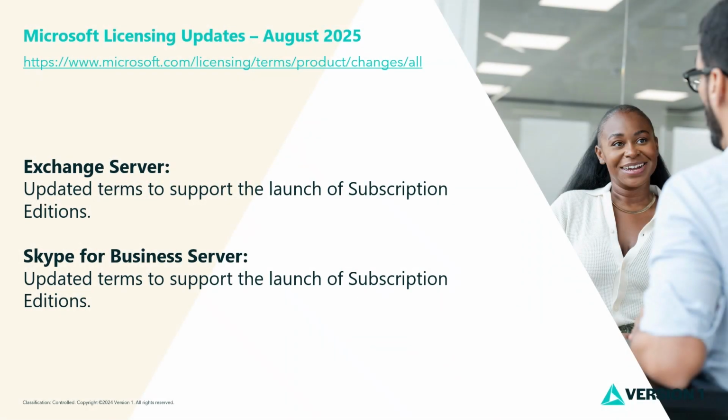Also on Exchange Server and Skype for Business Server. If you've been following Microsoft's moves to get rid of all things perpetual license over the coming years, this is another step in that direction. Like what we saw with SharePoint Server recently, Microsoft have introduced Exchange Server and Skype for Business Server subscription editions. You'll note the SE at the end of the product name. If you've got software assurance, your licenses will transition automatically to subscription editions.